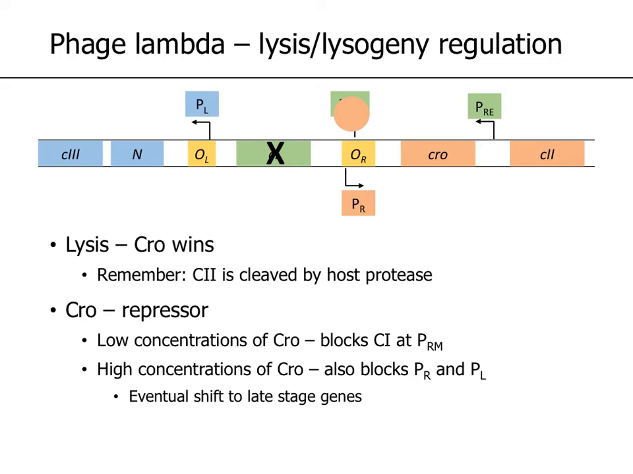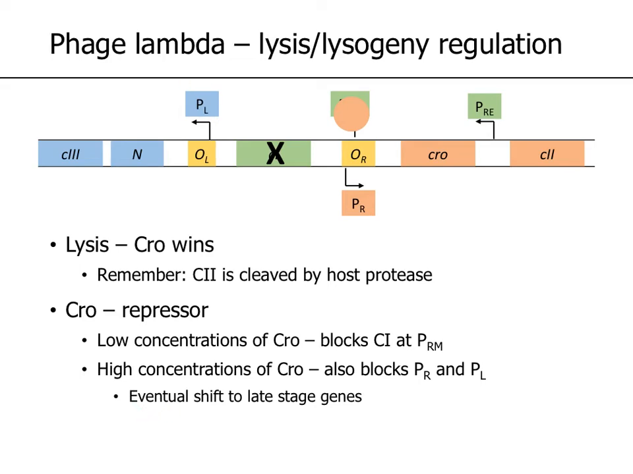There's no competition for it to stop preventing lysis. At high enough concentrations, CRO can also block PR and PL. So when it gets too high, this is going to keep getting made, and when it reaches a high enough concentration, it'll essentially block itself and PL.